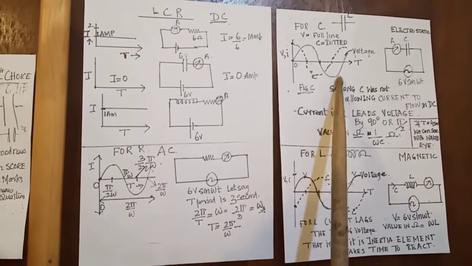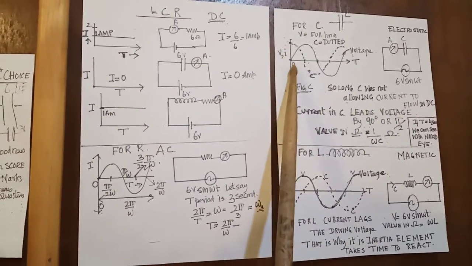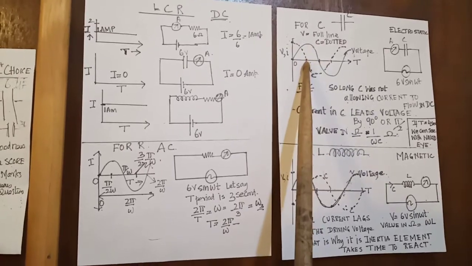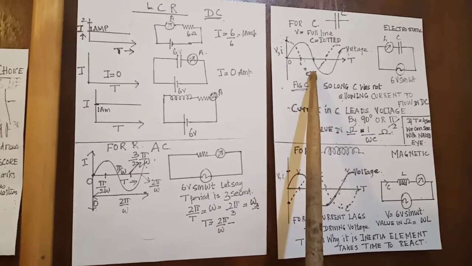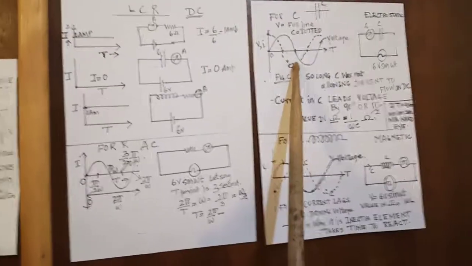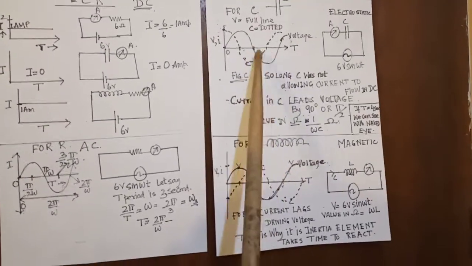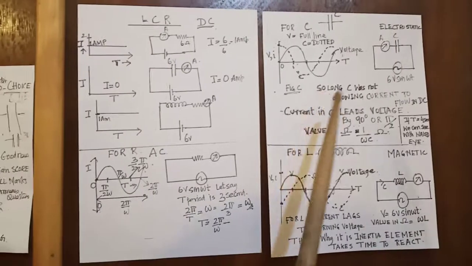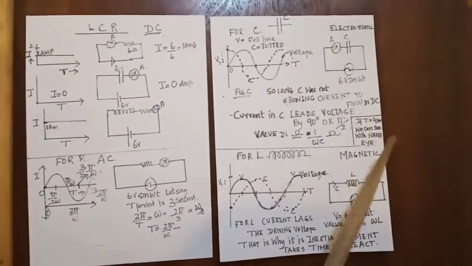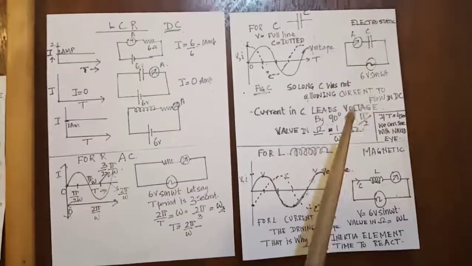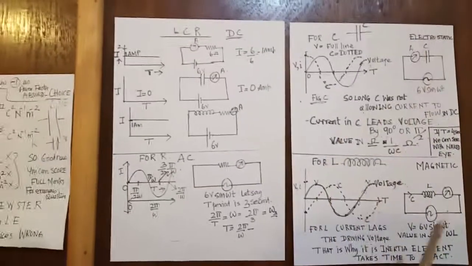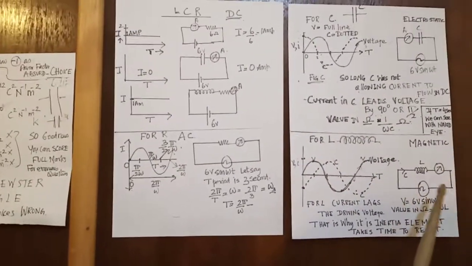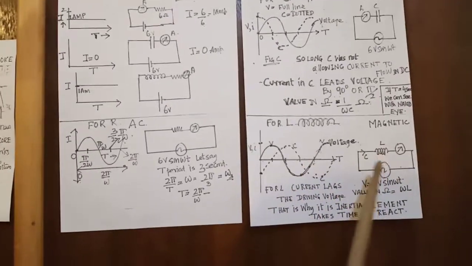So when it is 0, the current is up, and then when the voltage is maximum, the current is 0. And then when it is maximum minus, the voltage is 0, and so on. So here the current leads the voltage by 90 degrees. This is for capacitance. Now for inductance, we have the same thing.